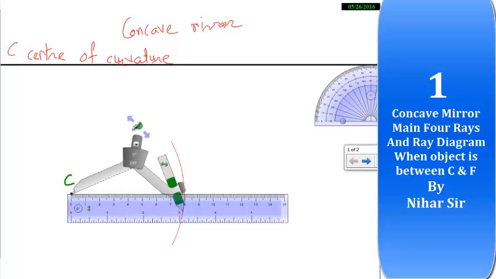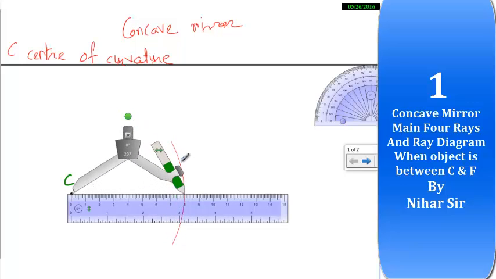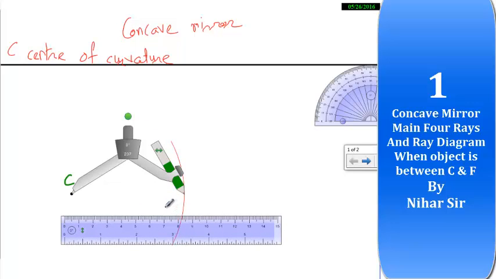Now what is pole? So this is the reflecting surface, right? This red is the reflecting surface. So its center over here, its exact center, is called the pole of the spherical mirror.